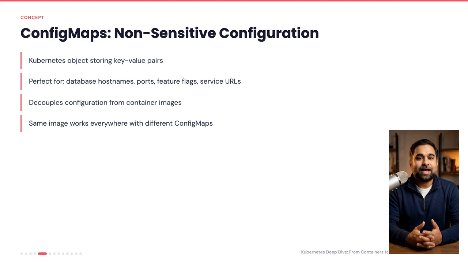All right, let's get hands on. We're going to deploy an application that connects to a database. We'll start with the wrong way, hard coded values, and then refactor to use config maps and secrets properly. For this exercise, imagine we have a simple web application that needs to connect to a database. It needs four pieces of information: the database host, the database port, the username, and the password.